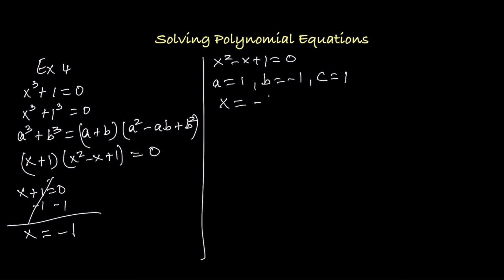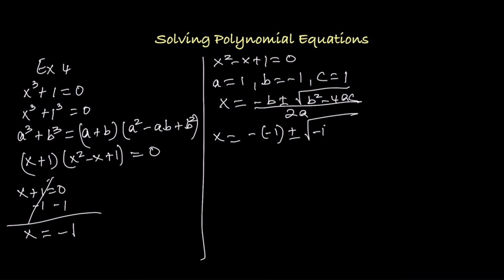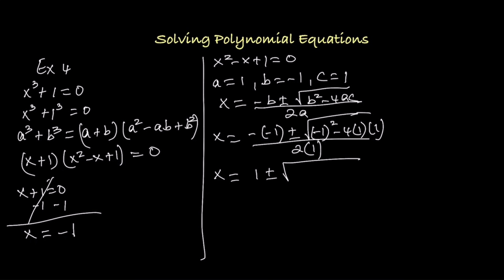The quadratic formula is x equals negative b plus or minus the square root of b squared minus 4ac all over 2a. Substitute into the formula x equals negative negative 1 plus or minus the square root of negative 1 squared minus 4 times 1 all over 2 times 1. Simplify. X equals 1 plus or minus the square root of 1 minus 4 all over 2.